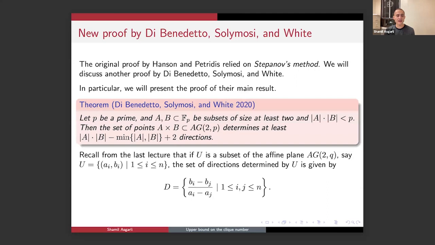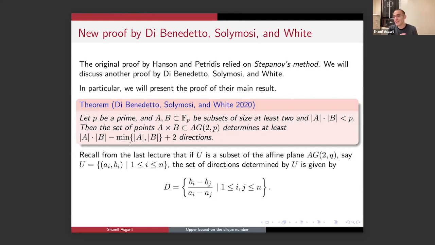The correction term is minus the minimum of the size of A and size of B plus 2. So this is a striking result because it basically shows that Cartesian products have a lot of directions. They determine a lot of directions. And somehow this product being so large, in particular, in general, this is going to be a large number, is really good. It determines a lot of directions.